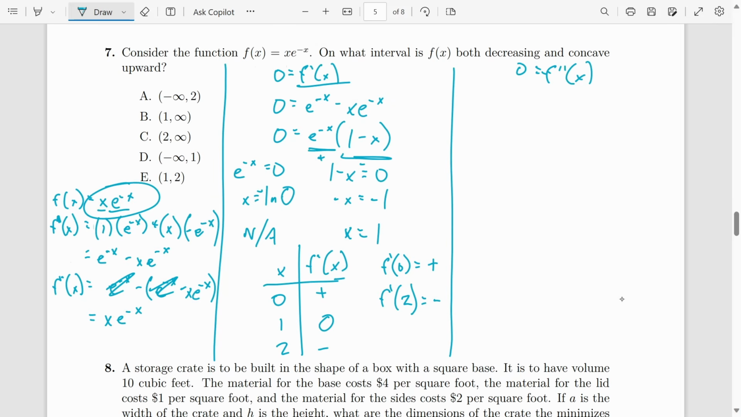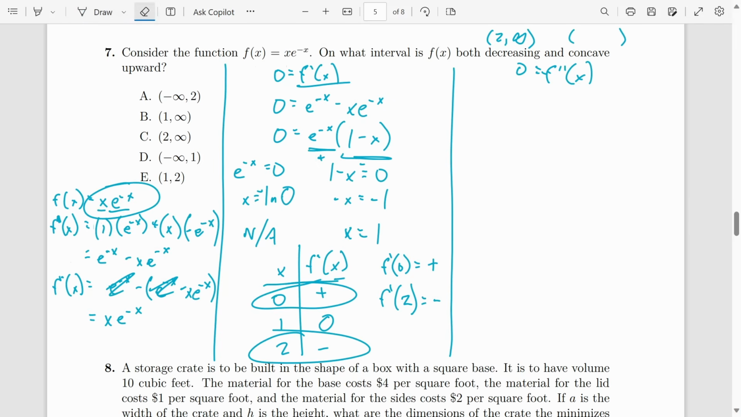So we know that before 1, f of x is going to be increasing, and after 1, f of x is going to be decreasing. So that's decreasing from 1 to infinity. We probably could rule out some answer choices here, but I think it'd just be easier if we just found the inflection points as well, and then overlaid the two intervals that we're going to have.